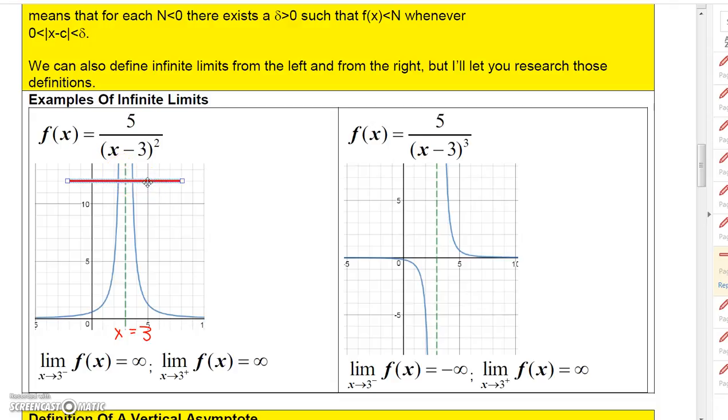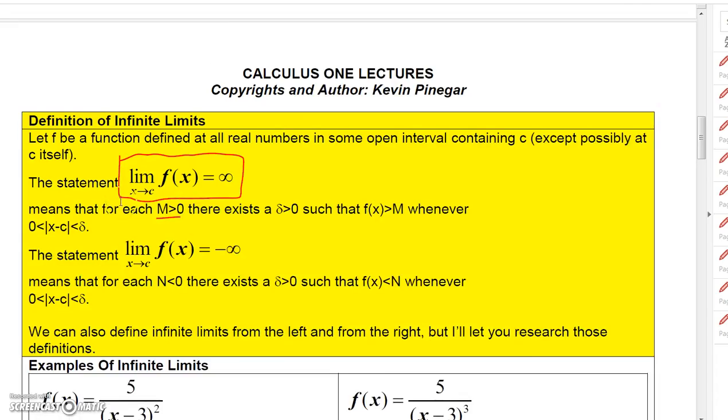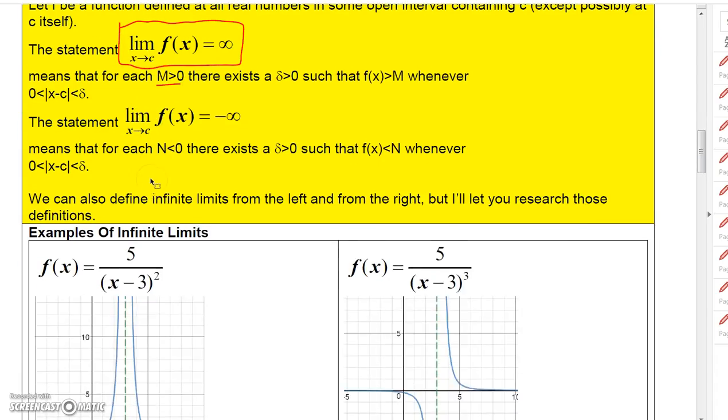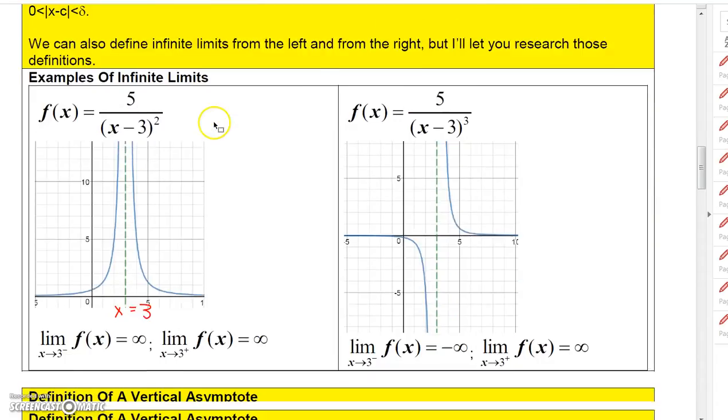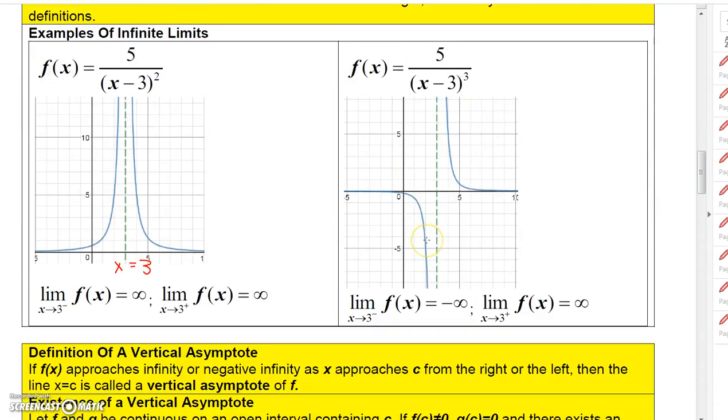So basically that's the definition of infinite limits. And then you just kind of have to turn it around for negative infinity. So the limit of a function equals negative infinity, like for here, the limit as you approach from the left equals negative infinity.